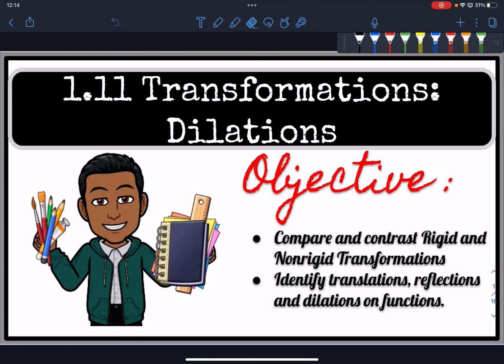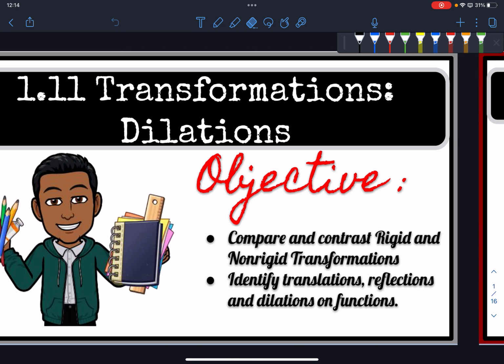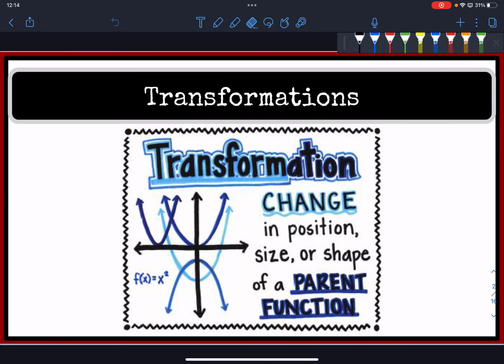In lesson 1.11, you'll discuss again the final transformation, which is dilations, and you'll again compare a rigid and non-rigid transformation. You need to know the difference between those two and identify the translations, reflections, and dilations of functions. So let's look at again our vocabulary.